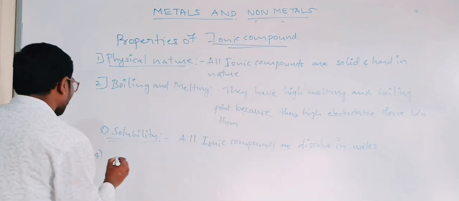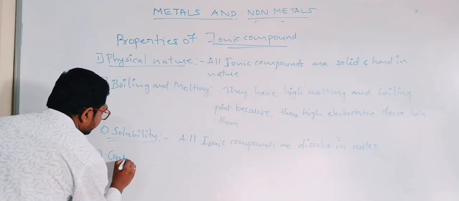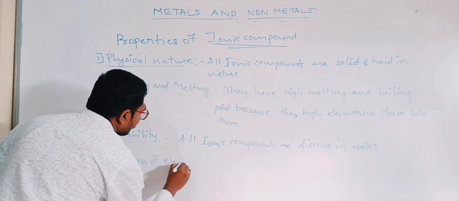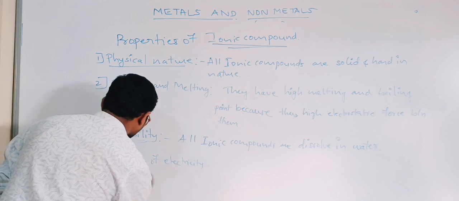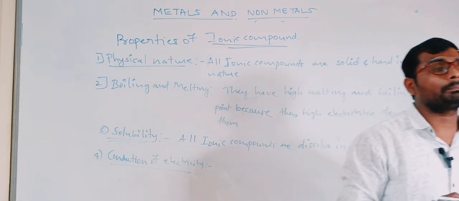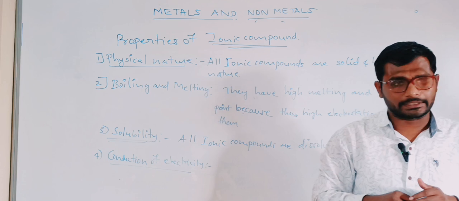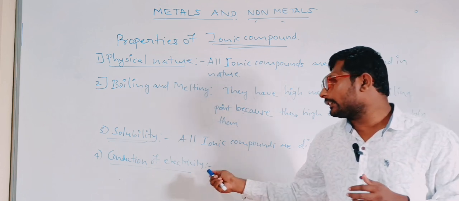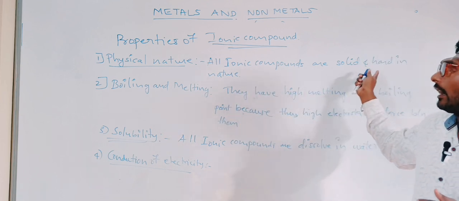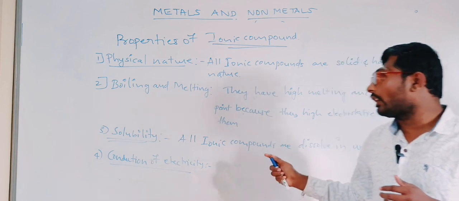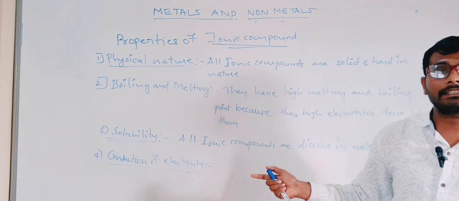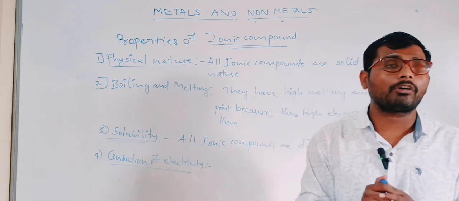Conduction of electricity. What is conduction of electricity? The ability to pass current through it. Ionic compounds are always solid and hard in nature, but in the solid state they cannot conduct electricity. They can conduct electricity only in the molten and aqueous state.